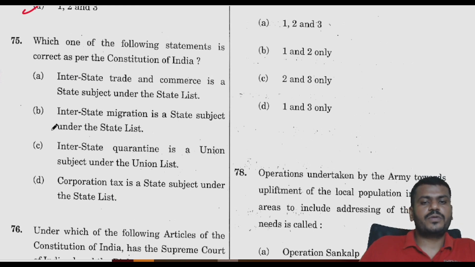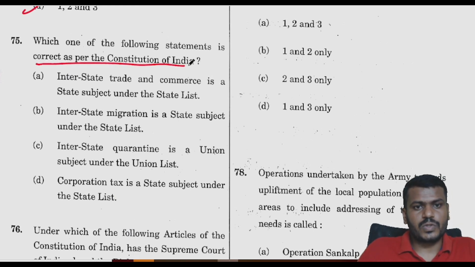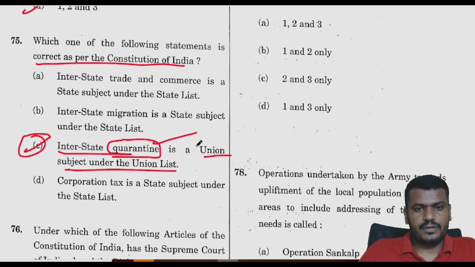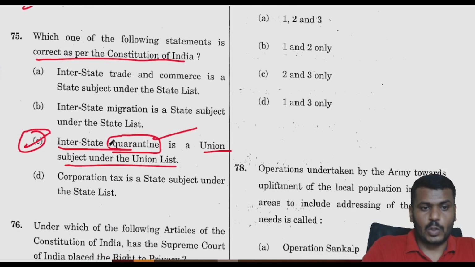Okay, next, which one of the following statements is correct as per the Constitution of India? Interstate trade and commerce is a state subject under the State List, and they are asking you the correct one, and all of those are wrong. Interstate quarantine, because of Corona it was in news, is a Union subject under the Union List. So interstate quarantine is a Union subject under the Union List. They are asking you which one is correct as per the Constitution. Only this one is correct, and the rest of the things are wrongly matched, guys.